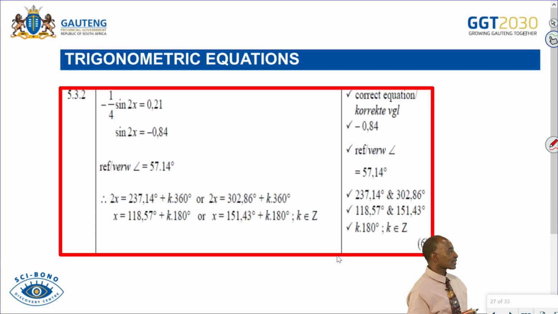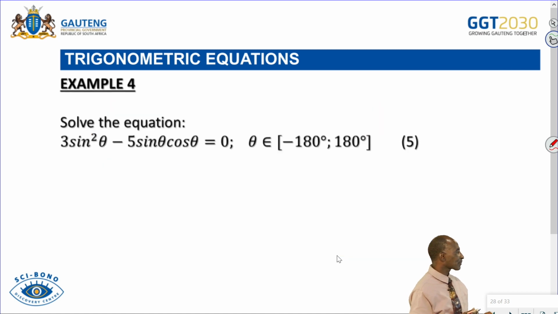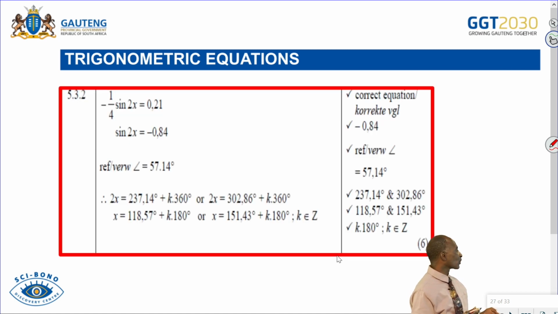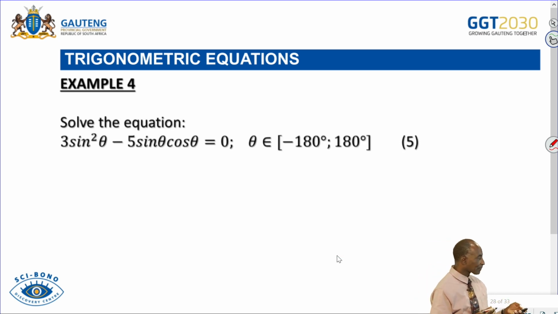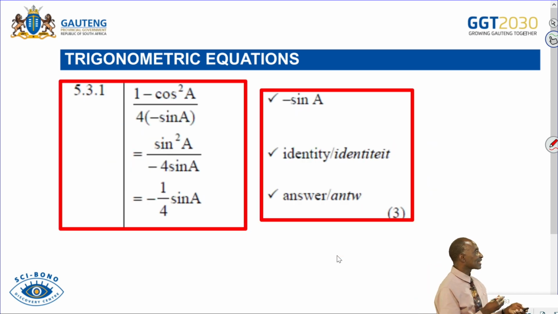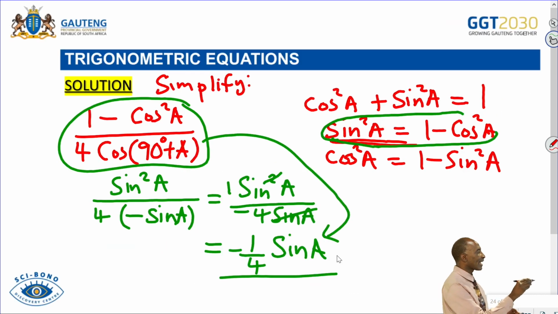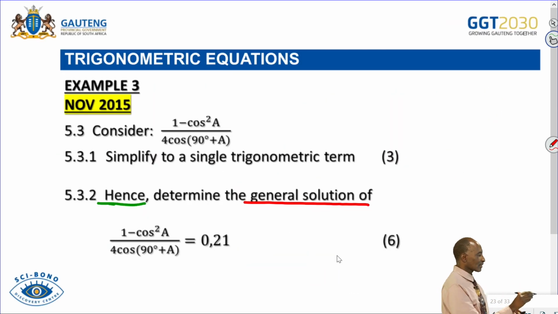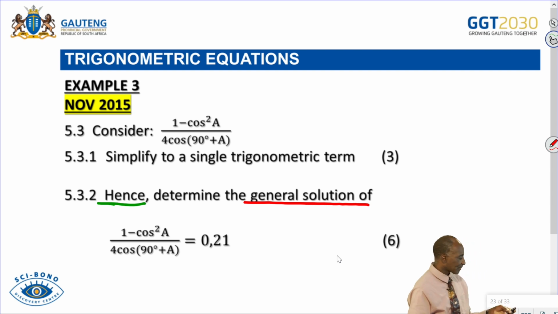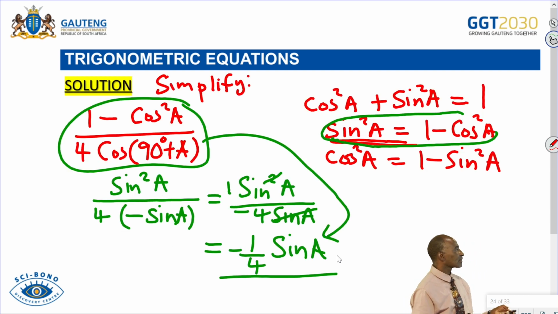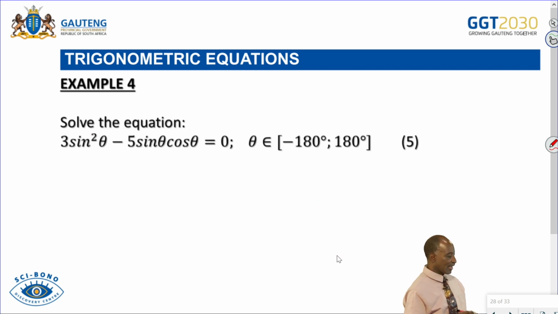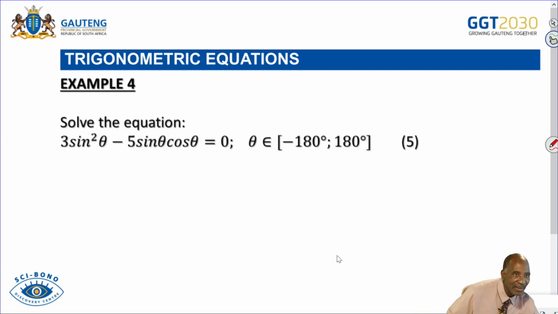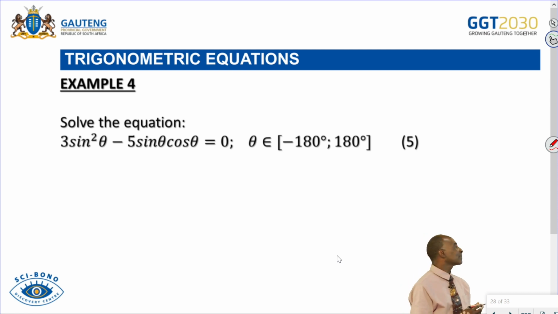So there are your solutions for those angles. Mine had a 2x there. Mine didn't have 2x, mine had only an A. Only an A there. Okay. Then we move on to the next question. This is going to be our last question for the day.